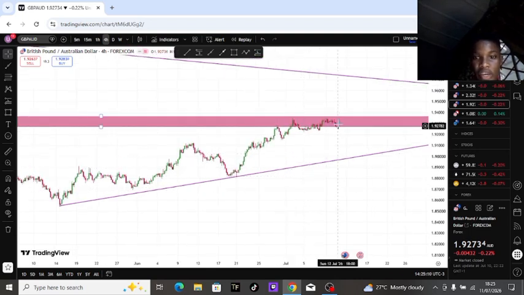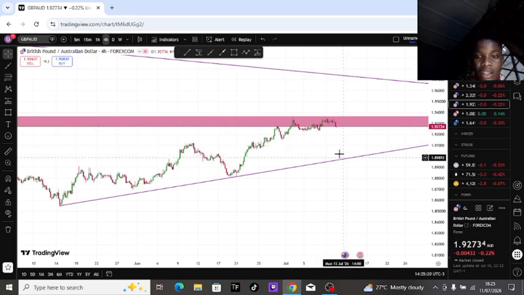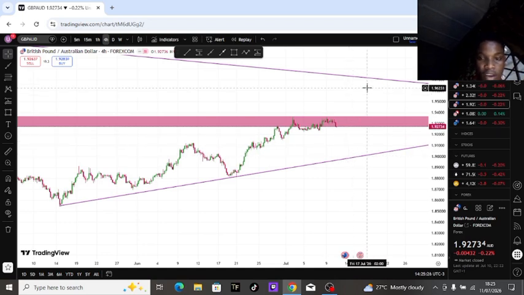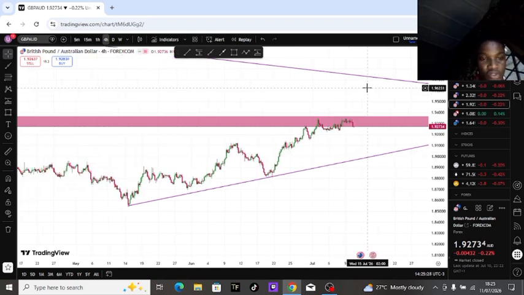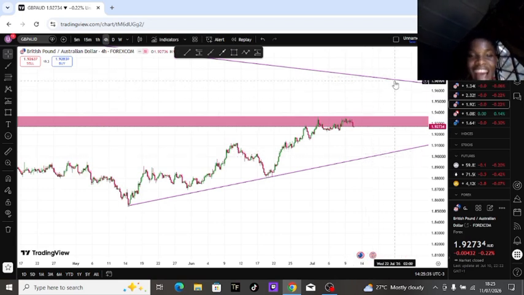Okay, I think it's more obvious now. I think we are going to head up before we hit this place, but now I'm thinking that we are going to head down to touch here, or at least head down to around this level before heading up. Yeah, trading is probability. The probability that it is going to head down here before heading up is high or low?